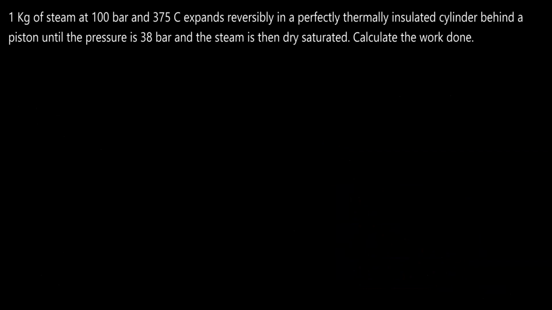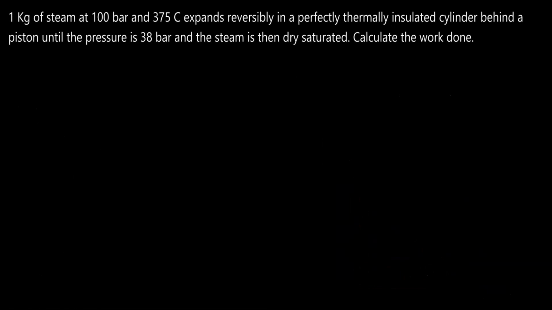One kg of steam at 100 bar and 375 degrees Celsius expands reversibly in a perfectly thermally insulated cylinder behind a piston until the pressure is 38 bar and the steam is then dry saturated. Calculate the work done.